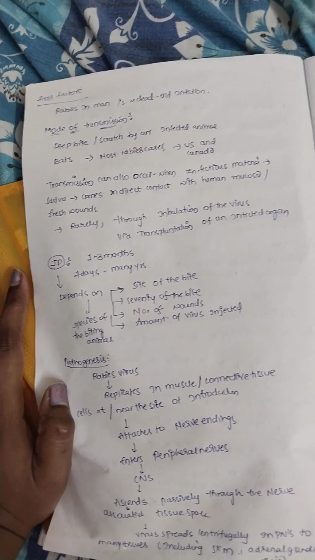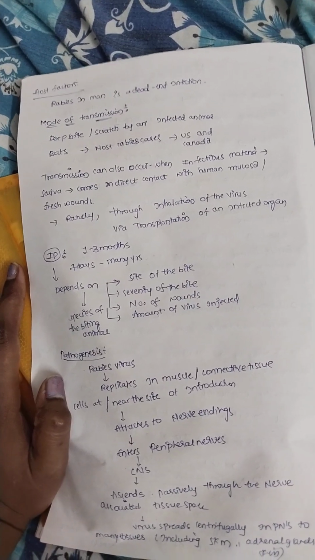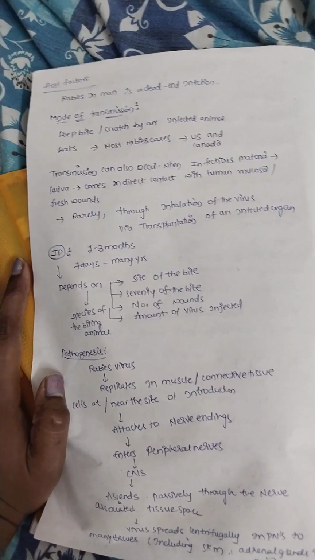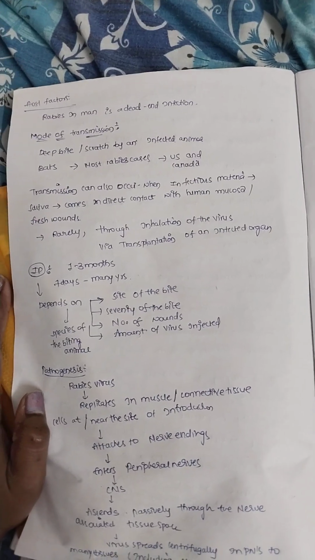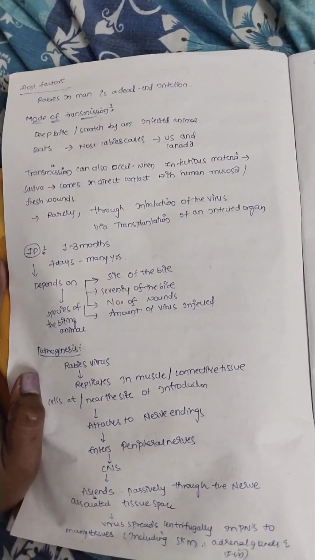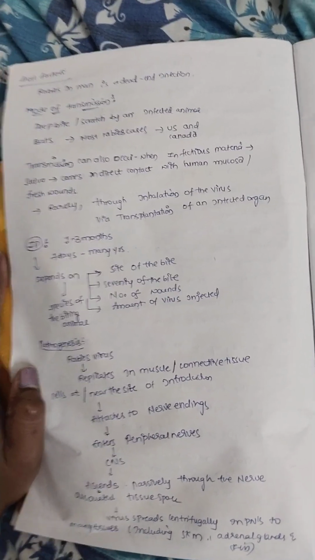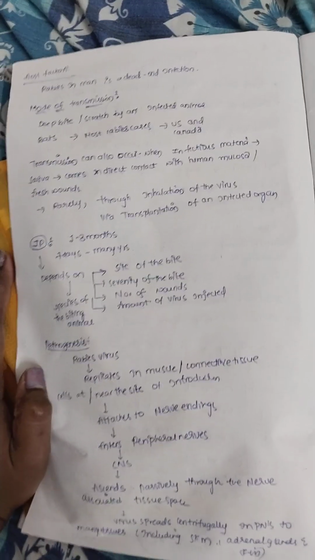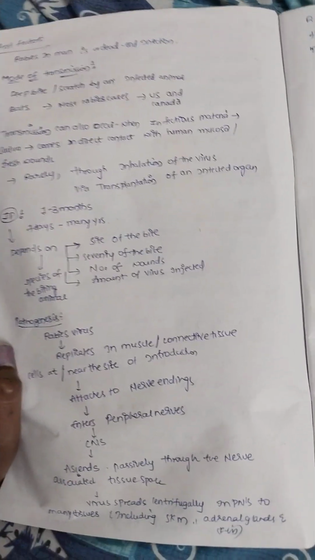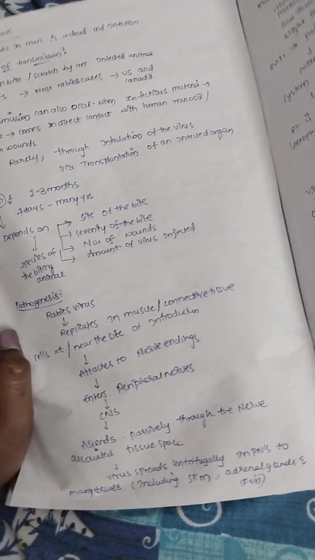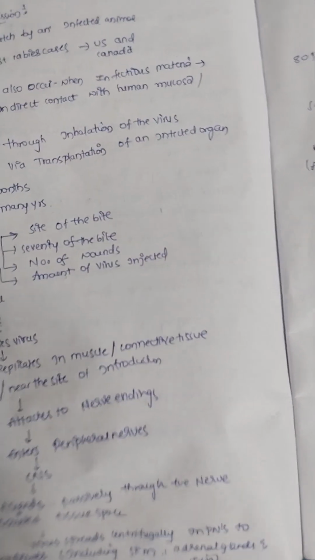The incubation period is usually 1 to 3 months, sometimes 7 days to many years. It depends on the site of the bite, severity of the bite, number of wounds, amount of virus injected, and species of the biting animal. Coming to pathogenesis, the rabies virus normally replicates in the muscle or connective tissue.